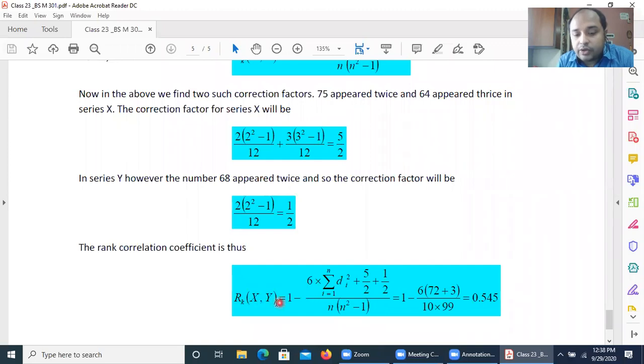So the rank correlation coefficient between X and Y would be 1 minus 6 multiplied by summation di square plus first correction factor for series X, which is 5 by 2, plus second correction factor for series Y, that is half, divided by n into n square minus 1. And n is the total number of items. There were 10 items. So 10 into 10 square minus 1, that is 10 into 99. And ultimately we are getting the rank correlation coefficient to be 0.545. Rank correlation coefficient lies between -1 and +1; it cannot be less than -1 and it cannot be greater than +1. So students, this much for today.